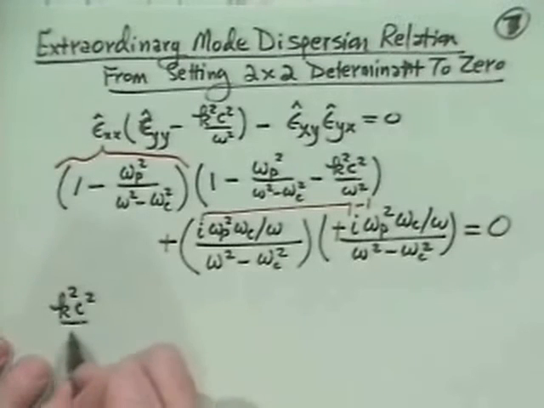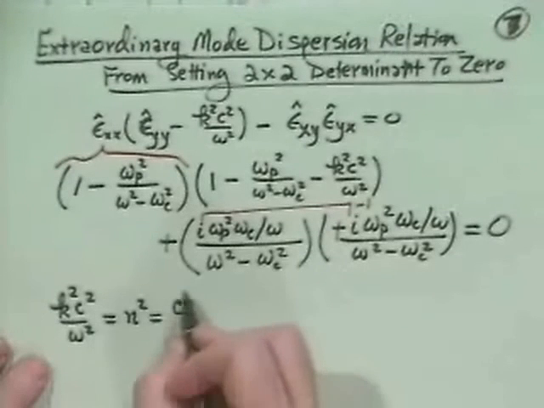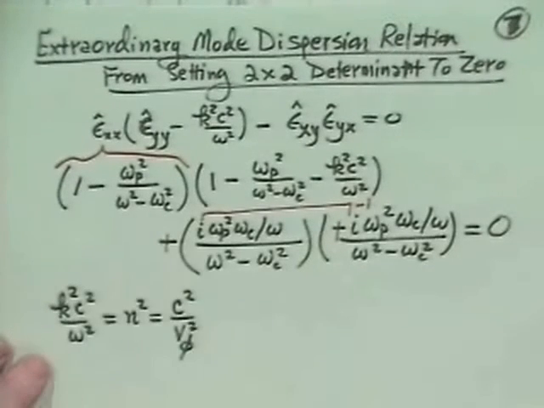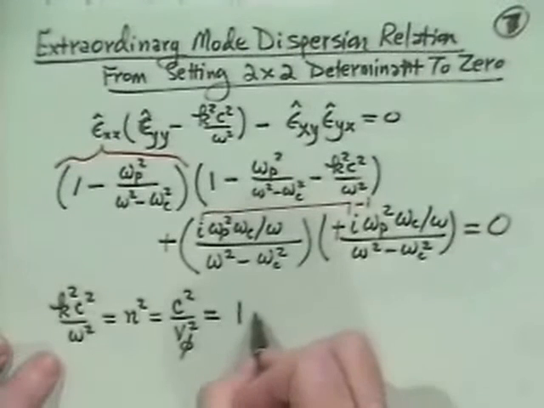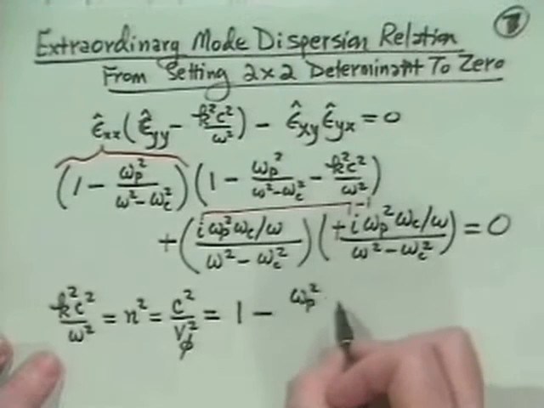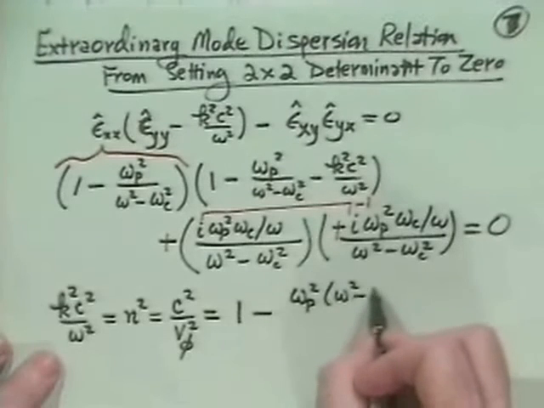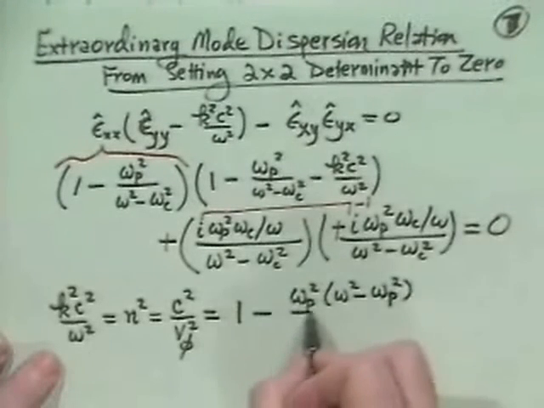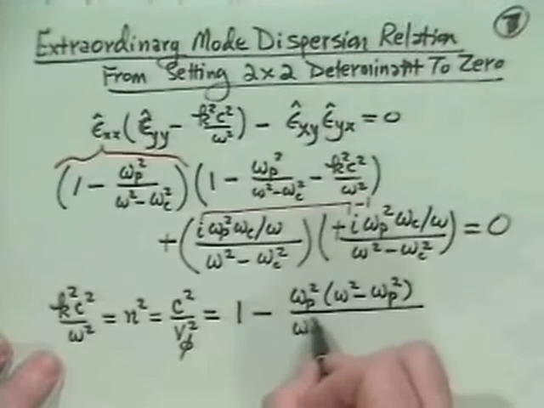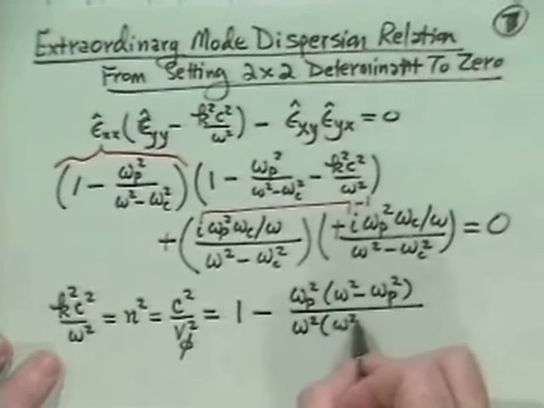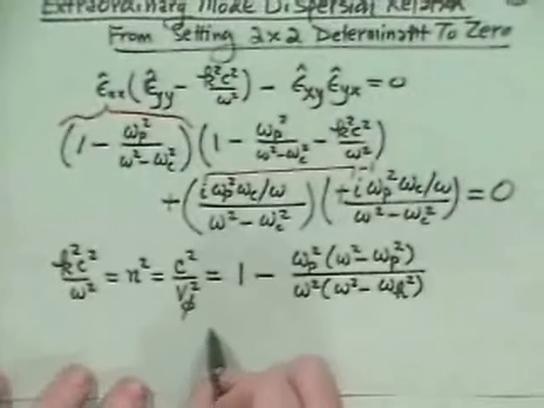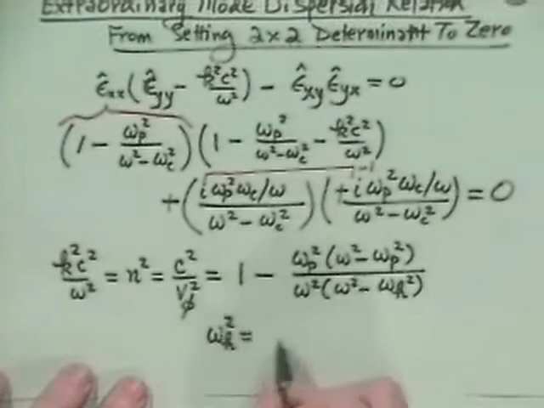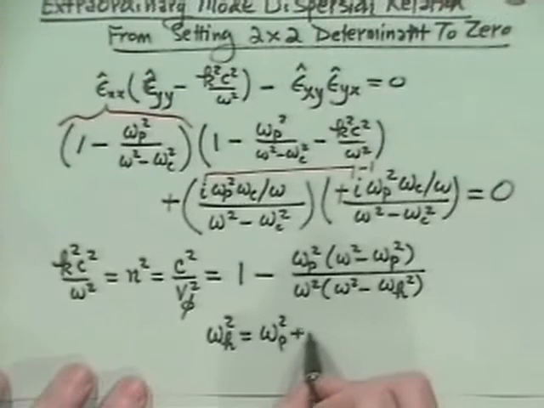Namely, it's k squared c squared over omega squared, which is what we often call the index of refraction squared, which is equal to c squared over the phase velocity squared. And it turns out, if you manipulate all this through, this becomes 1 minus omega p squared times omega squared minus omega p squared divided by omega squared times omega squared minus omega hybrid squared, where omega hybrid squared is the upper hybrid frequency we had before, namely omega p squared plus omega c squared.